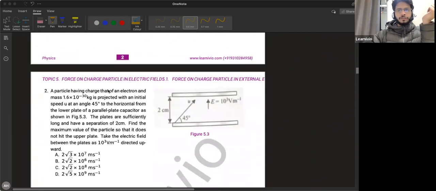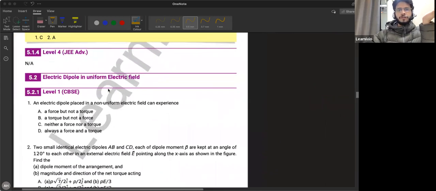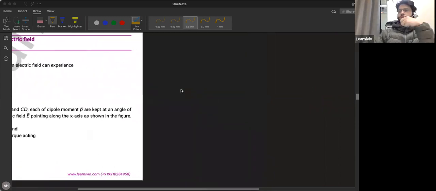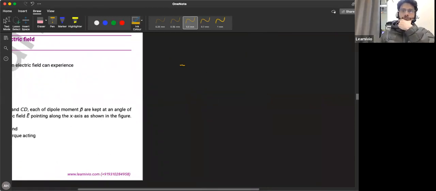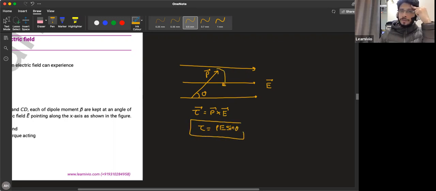Okay, after this, next is electric dipole in uniform electric field. So if you have a uniform field, and in this uniform field you place a dipole, with this angle theta, then this dipole will experience a torque, and that torque is P cross E. Or you can write it as PE sine theta. Due to this torque, this dipole will rotate and will try to align in the direction of the field.